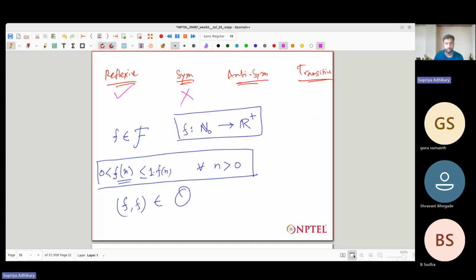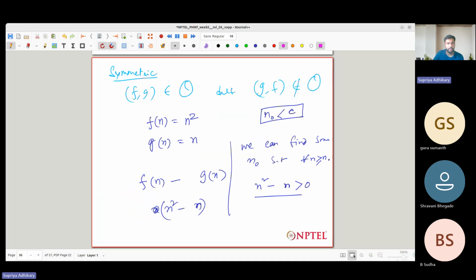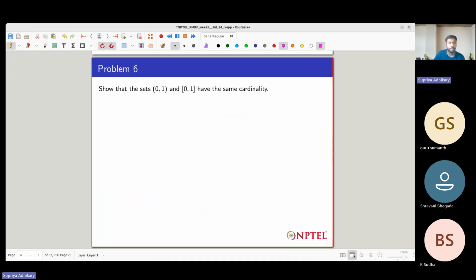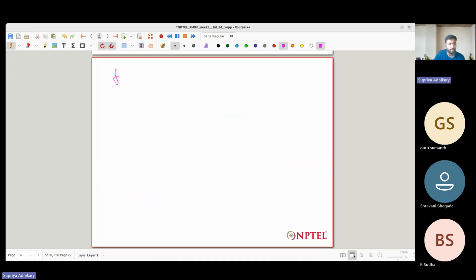What about the antisymmetry? Antisymmetry says that if f, g belongs to the relation O, and g, f also belongs to the relation O, then we must have that f is equal to g.